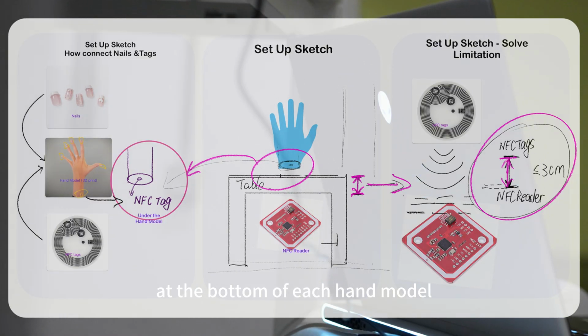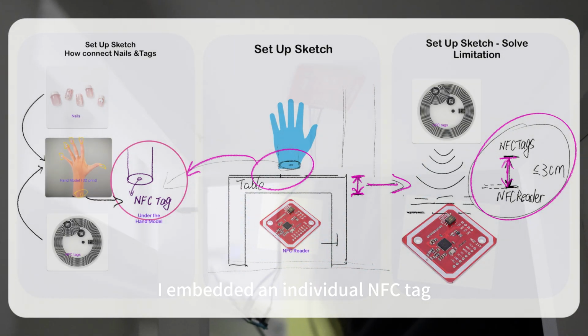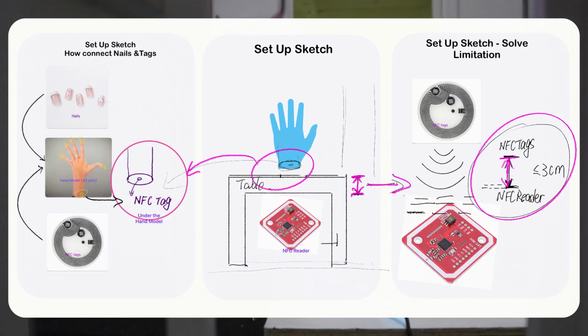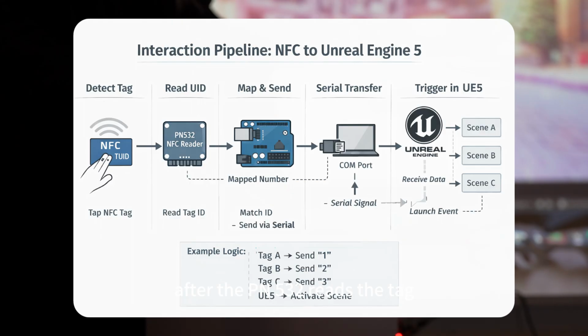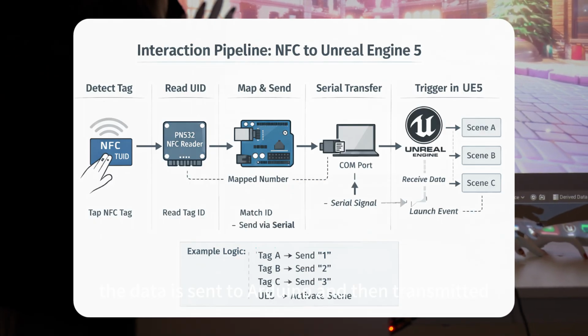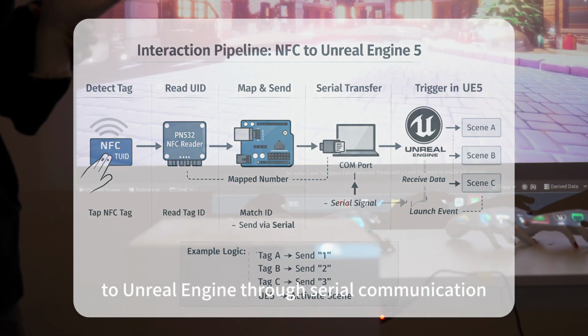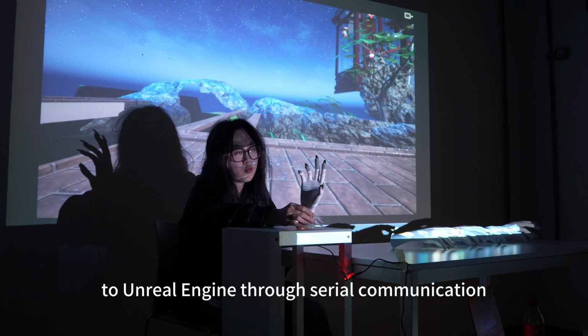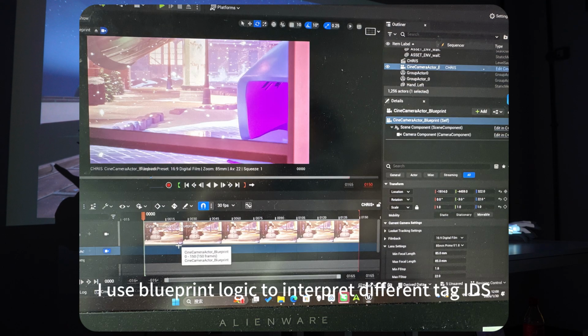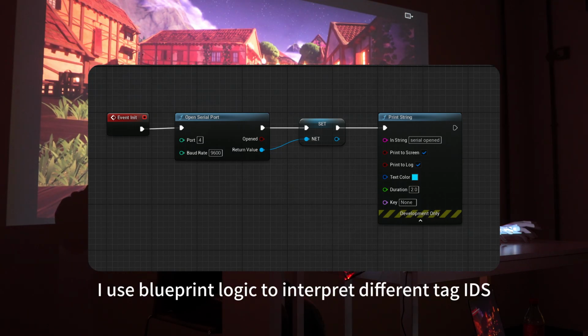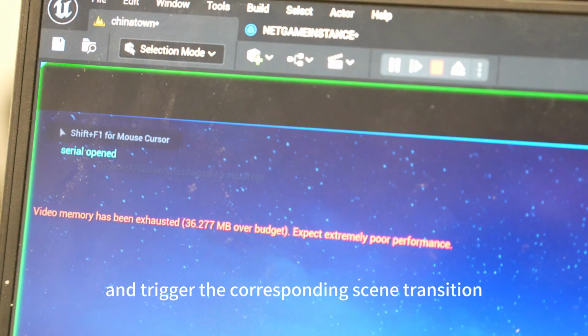So both the concept and the interaction design of this project are based on this logic of crossing borders through a passport. In terms of technical implementation, I used an NFC PN532 module to communicate with Arduino. At the bottom of each hand model with a nail piece attached, I embedded an individual NFC tag. After the PN532 reads the tag, the data is sent to Arduino and then transmitted to Unreal Engine through serial communication.